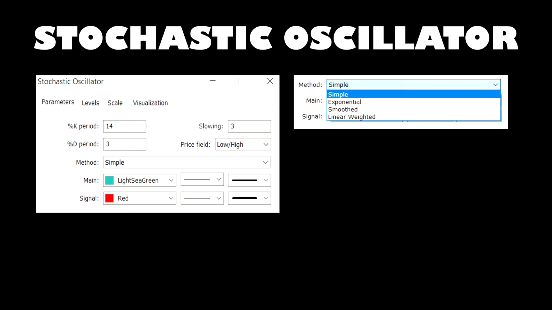You should also get a choice for the method of moving average that you want the indicator to apply. So if you want the percentage D line to not be a simple moving average of the percentage K line, but instead be either an exponential, smooth, or linear weighted moving average, then that is your choice. The exponential and linear weighted averages do give greater weight to more recent data, so should be quicker responders than the simple or smoothed average if that is something that appeals to you.